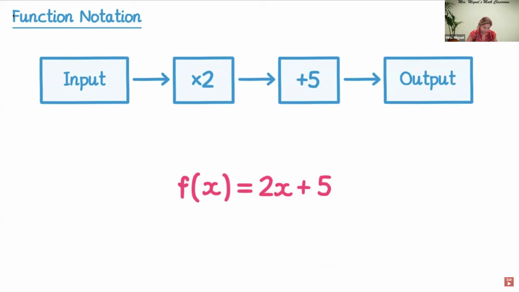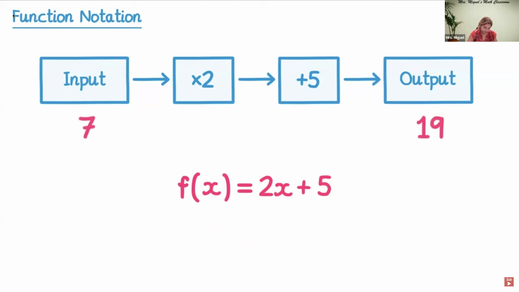The left hand side, f brackets x, we usually pronounce as f of x, which just means there's a function of x. It shouldn't be confused with f times x. There are brackets there, but that's not what it means in this case, it's just a way of writing down a function of x.